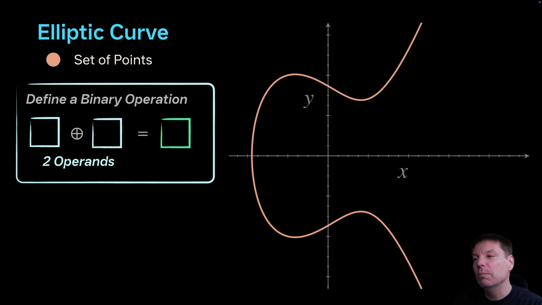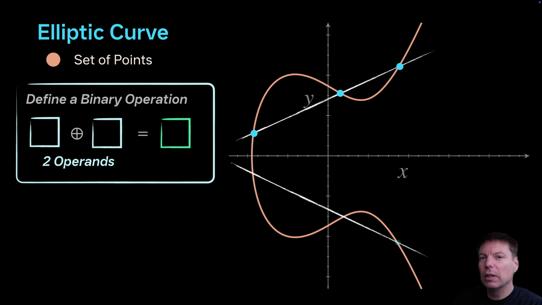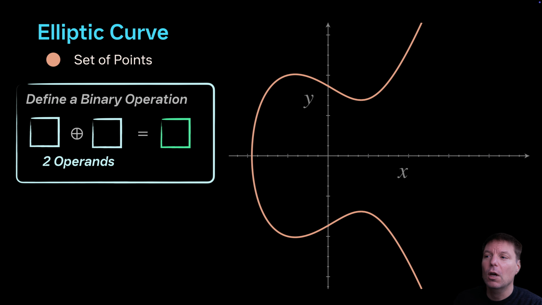Now, there is an interesting property of this type of curve, which is if I were to draw a non-vertical line through the curve, it will intersect at 3 points. And this is really interesting because if I go back and look at my operation, how many objects do I have? I've got 3. I have 2 operands and a result. So if I were to use one of those points as my first operand and a second point as the second operand, I could define my operation as drawing a line between those 2 points and finding that intersection point. I've got myself an operation.